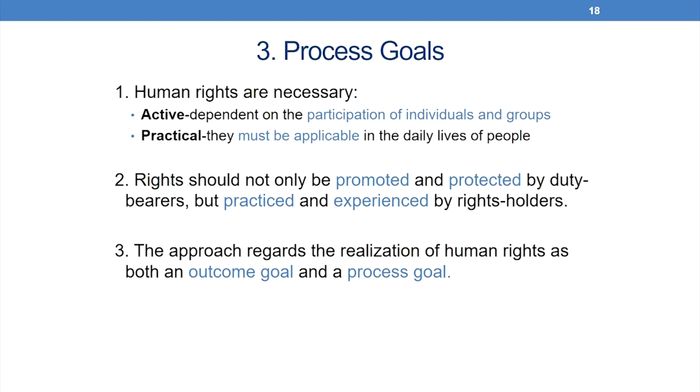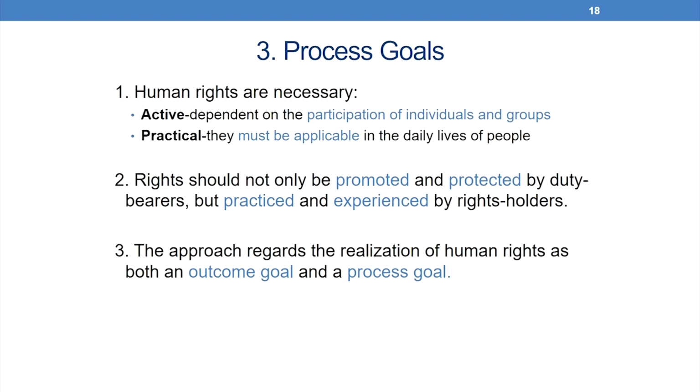So, human rights are thus by necessity active as well as practical. Active meaning that it is dependent on the participation of individuals and groups, and practical, meaning that they must be applicable in the daily lives of people. Therefore, rights should not only be promoted and protected by the duty bearers, but practiced and experienced by rights holders.